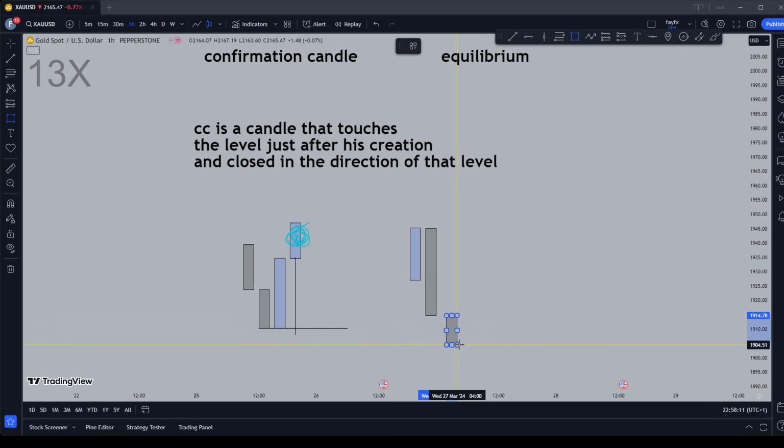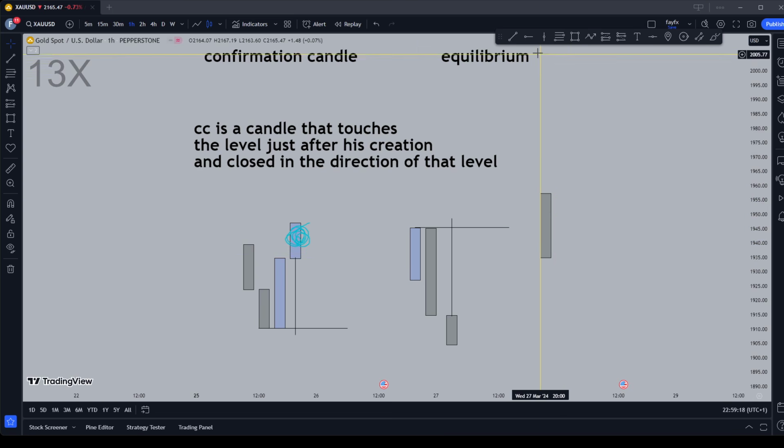The candle should go up, touch the level, and continue its direction. This is the A level. This is the confirmation candle. Same thing with the gap.